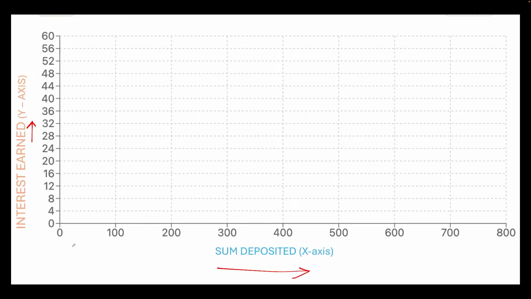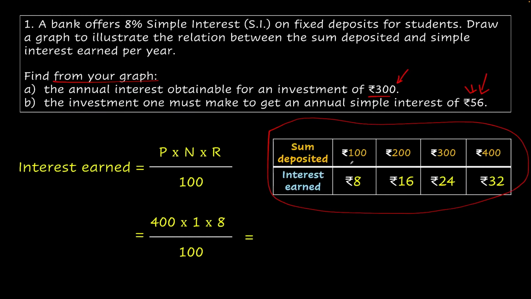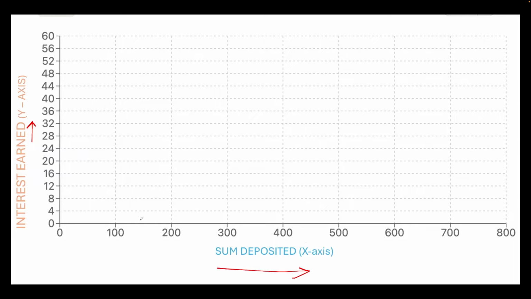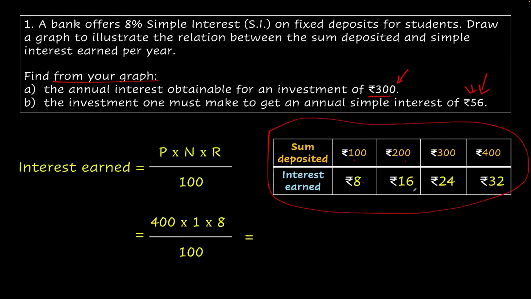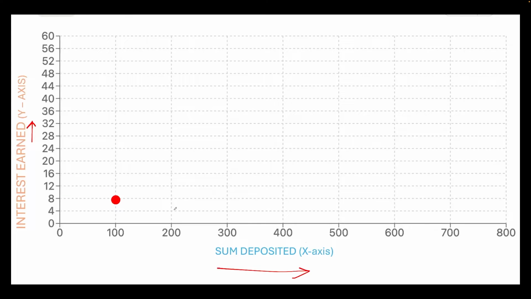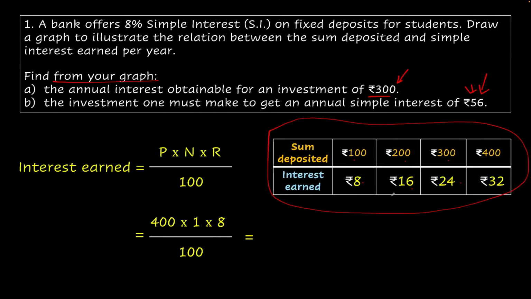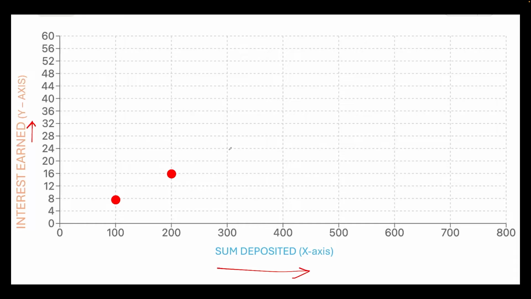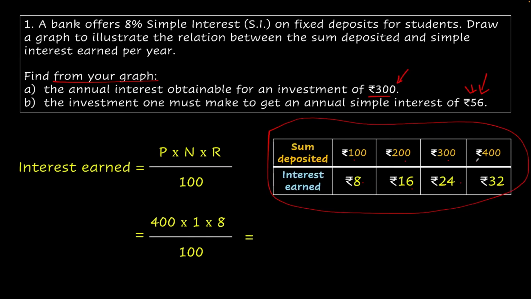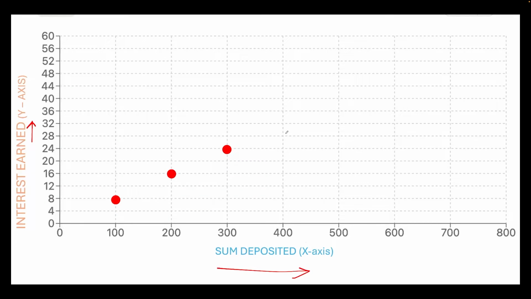Right, now let's plot the points. The first point is for 100 we have 8. So for 100 you have 8, it's about here. Next, for 200 you have 16. So 200, 16 is over here. Great. Next for 300 we have 24. So 300 and 24 is right here. Next finally for 400 we have 32. 400, 32 right here. Great. Now let's connect these points and we have a perfect straight line.